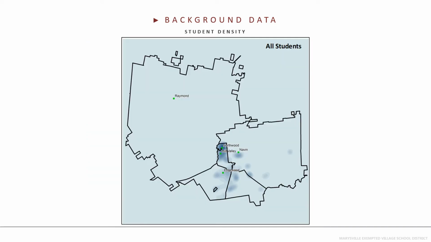The map on this slide illustrates the student density, or students per square mile within the district. The darker areas illustrate a higher student density, while the lighter areas show a lower student density.